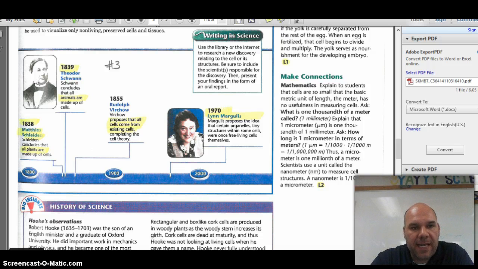In addition to this, in 1855, Rudolf Virchow proposes that all cells come from existing cells. And this, in essence, completes the cell theory that we previously talked about. And in conclusion, in bubble F, we know in 1970, Lynn Margulis proposes the idea that organelles, which are tiny structures found in cells, were once free living cells themselves.